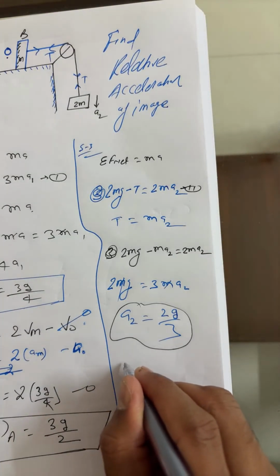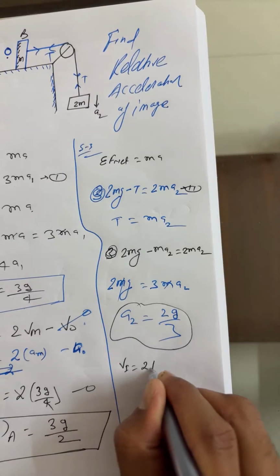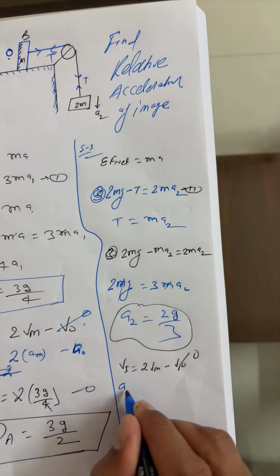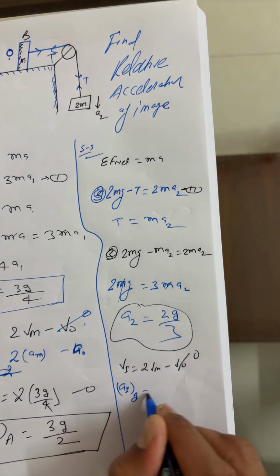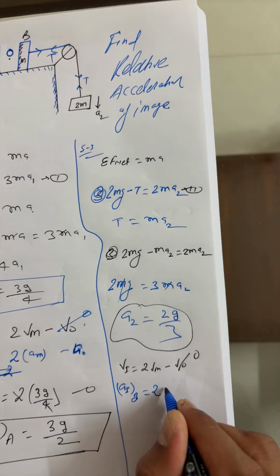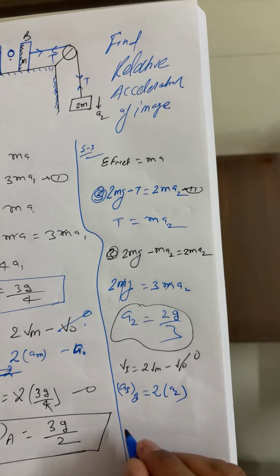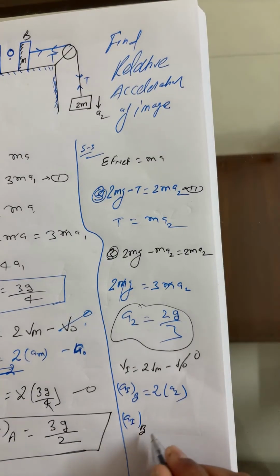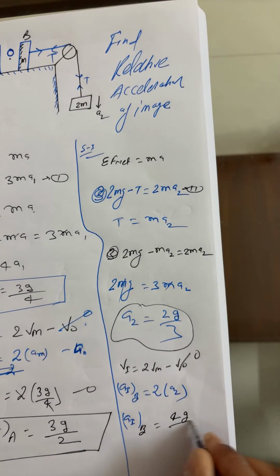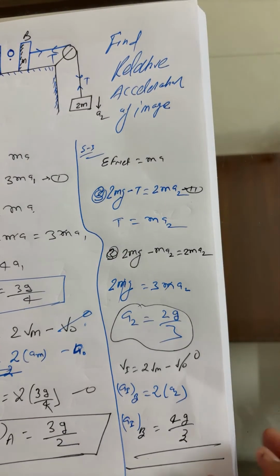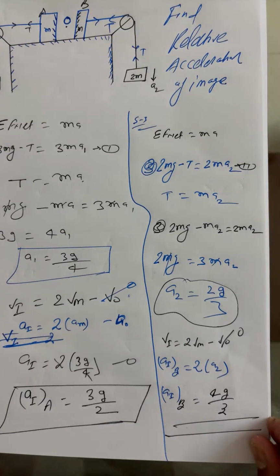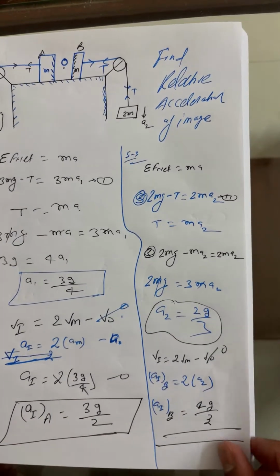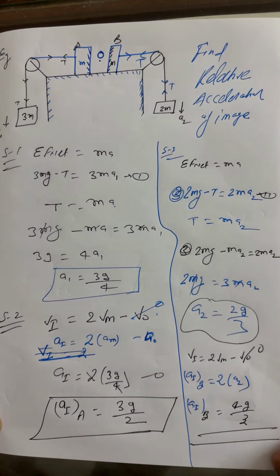So velocity of image equals twice the velocity of mirror minus velocity of object, which is zero here. So we can say acceleration of image of block B equals twice the acceleration. So we can write finally acceleration of image of block B is 2 into 2g by 3, that is 4g by 3. But in this question, what we wish to find is the relative acceleration.